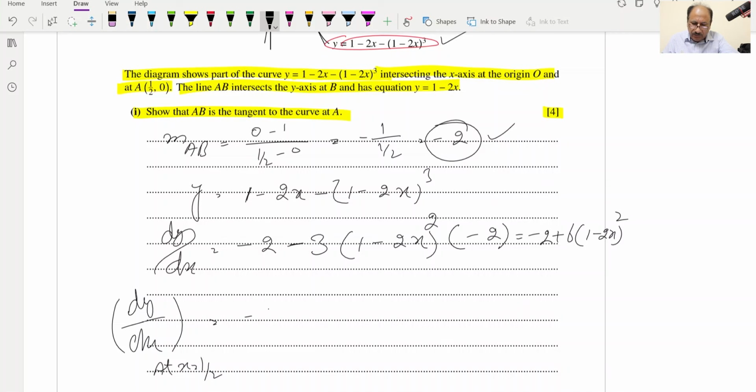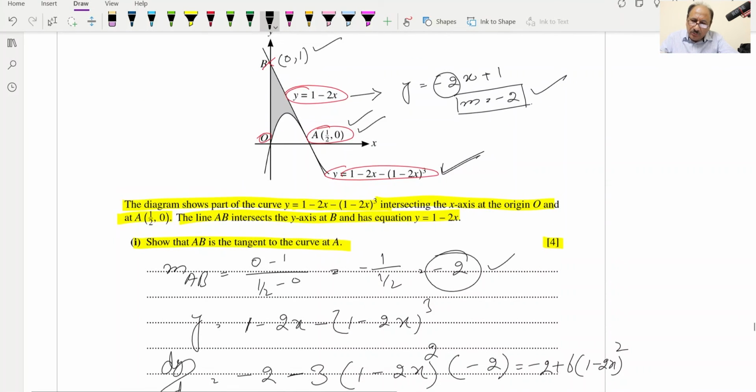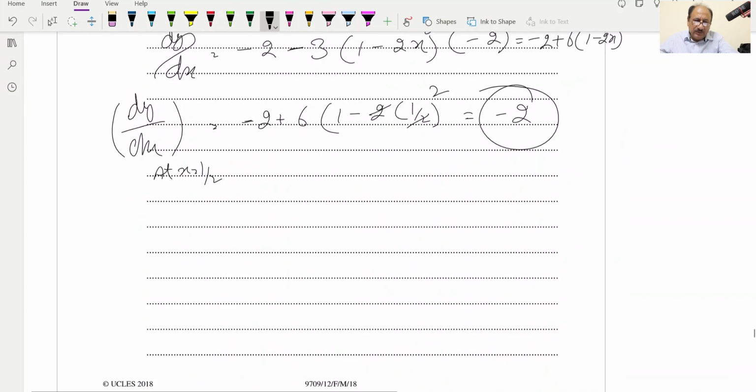This will be minus 2 plus 6 into (1 minus 2 into 1 by 2) whole squared, and the 2 will be cancelled, so 1 minus 1 will be 0, so this will be equal to minus 2. The gradient of the curve is also minus 1 by 2, and the gradient of the line is also minus 1 by 2. So hence we can say that the line is tangent to the curve.